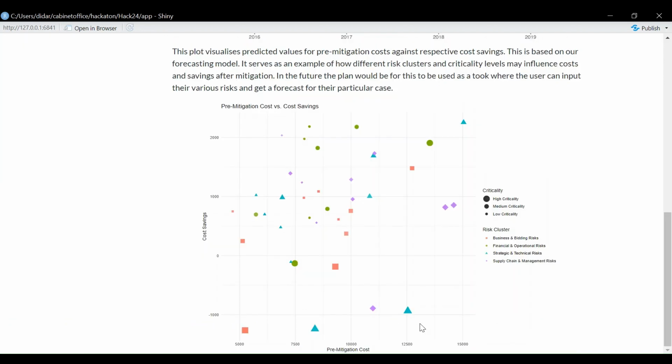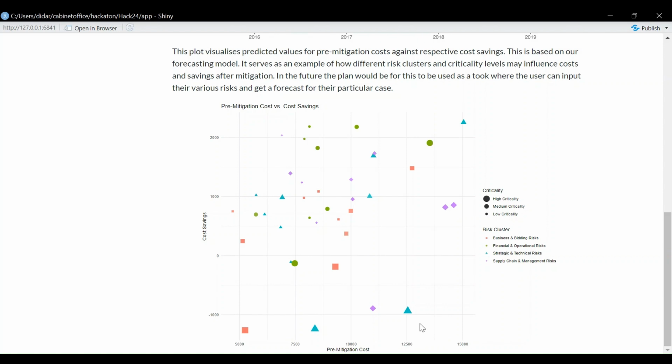And lastly, this plot visualizes the predicted values for pre-mitigation costs against the respective cost savings that we can get if we implement those mitigations. And this is based on our forecasting model. It serves as an example for how different risk clusters and criticality levels might influence costs and the savings that we can get. In the future, the plan would be for this to be used as a tool where the user can just input their various risks and their different parameters to get a forecast for their particular project. But in the interest of time, we have here a static plot.